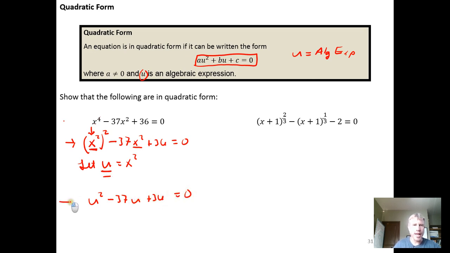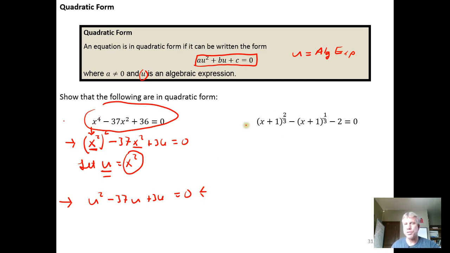And now the thing that I have looks like a quadratic equation, even though it isn't, because u is not a variable. U is substituting in for an algebraic expression. But we have an equation here that is in quadratic form because I can, through a substitution, make it look like a quadratic equation.